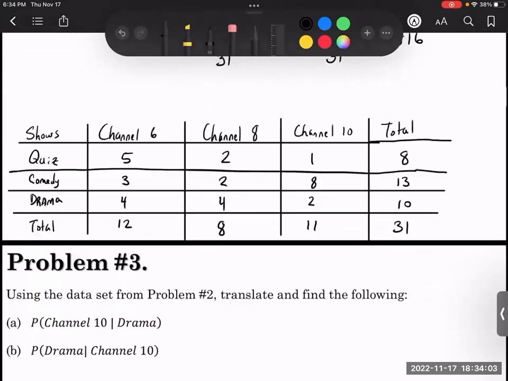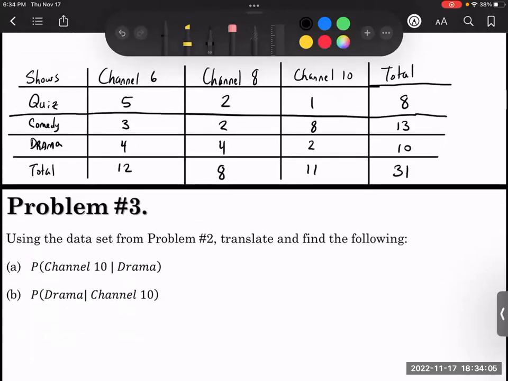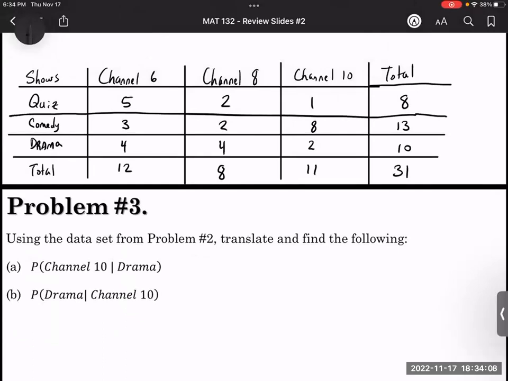All right, so that was our table that we looked at from problem number 2. I just want to have it here so that it's easier for me to go back and forth. So we have to use the data set from problem 2, which is shown above, to translate and find the following. I think when your instructor gives you these problems on an exam, it's going to be written in words. What I did was the reverse. I wrote it as the probabilities. So I want you to translate it in words, and then we'll figure out the solution.